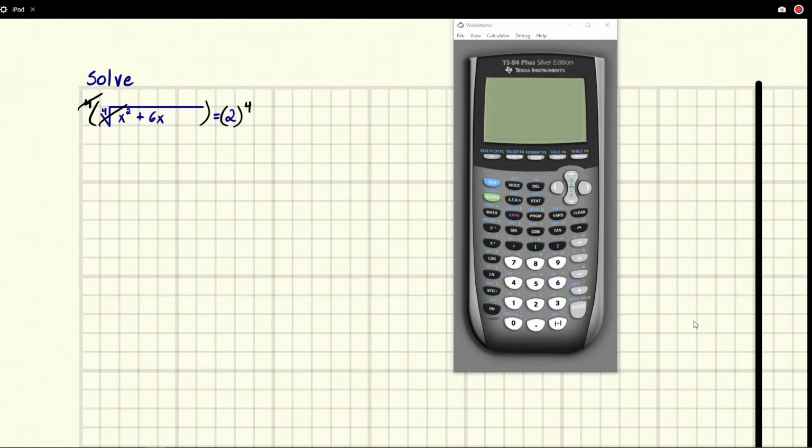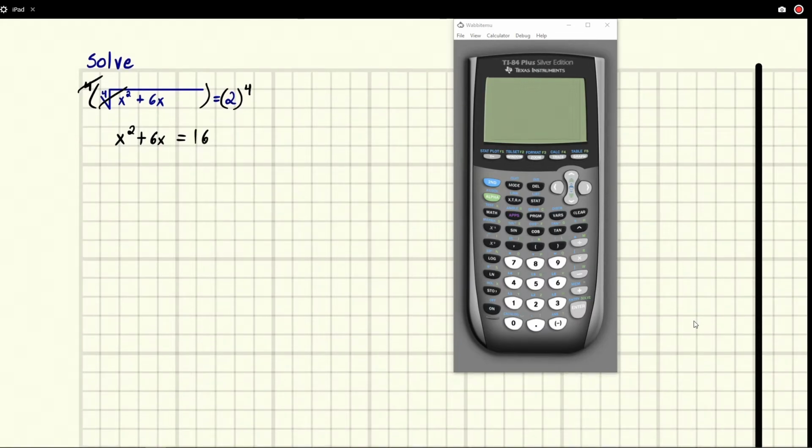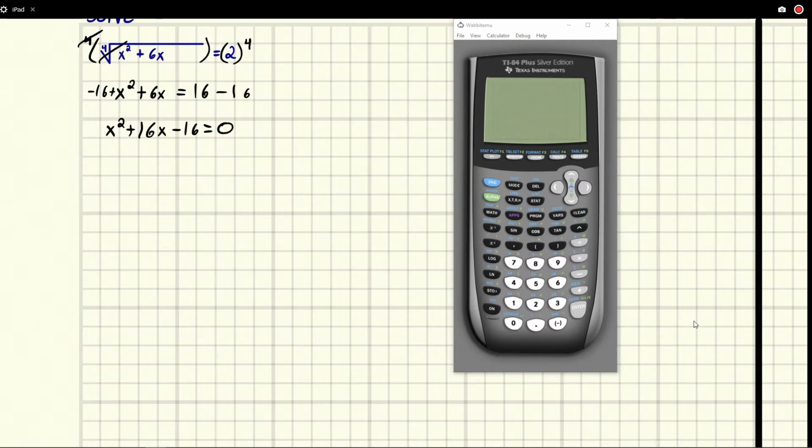in order to keep the equality happy. After doing that step, we are left with x squared plus 6x. And then 2 to the 4th power is 16. You could plug that in a calculator, or just think 2 times 2 is 4, times 2 is 8, times 2 is 16. Now that we're here, we're going to move this 16 over to the other side. I'm just going to write this instead of writing out the individual step, but you could write minus 16 on both sides like this. Totally valid move.